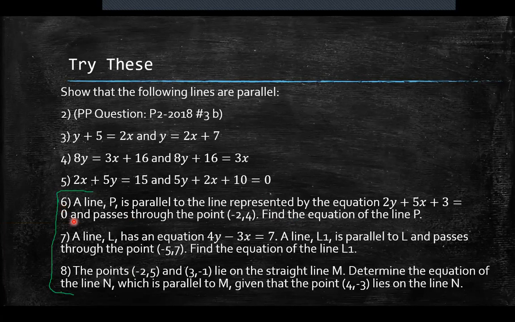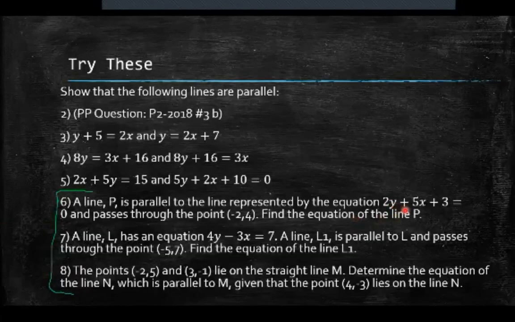Okay, number 6. A line P is parallel to the line represented by the equation 2y plus 5x plus 3 is equal to 0, and passes through the point minus 2, 4. And they want you to find the equation of P.